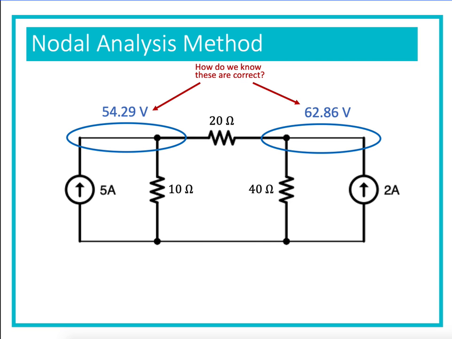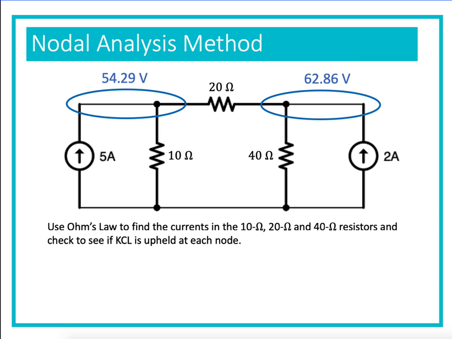So what we do is we go through and we basically use Ohm's law, and we find the currents in the 10, the 20, and the 40, and we see if Kirchhoff's current law is upheld, because it should be. Remember that Ohm's law, Kirchhoff's current law, and Kirchhoff's voltage law have to be satisfied in every single electronic circuit. So if they're not, then there's a problem.